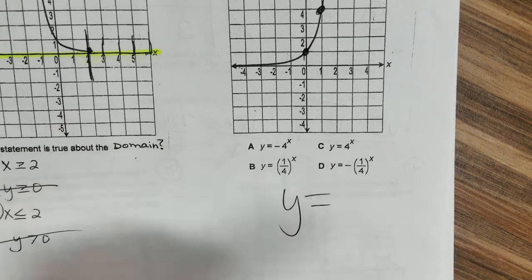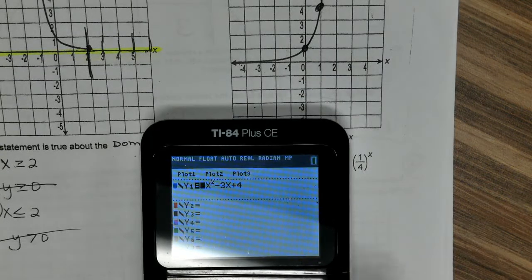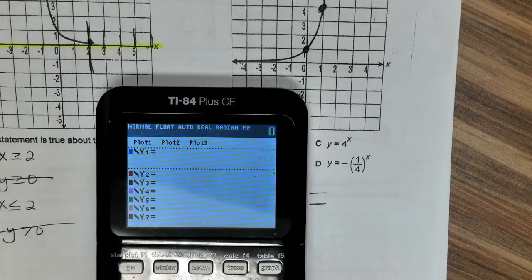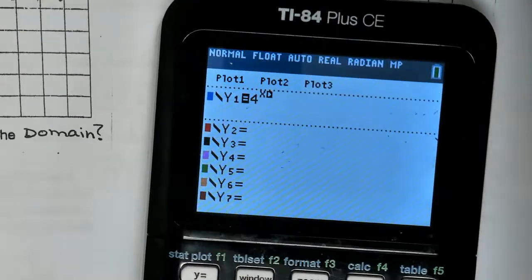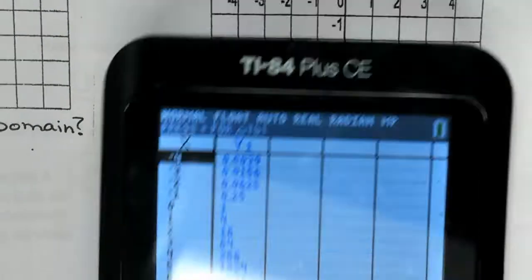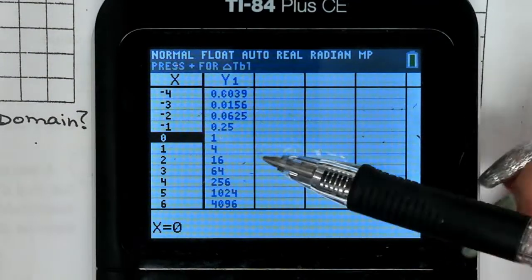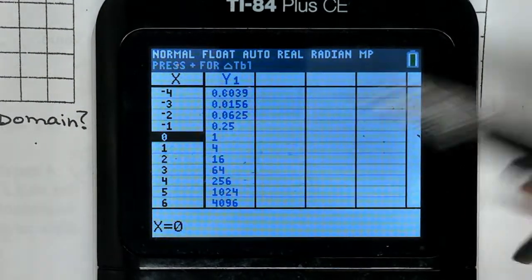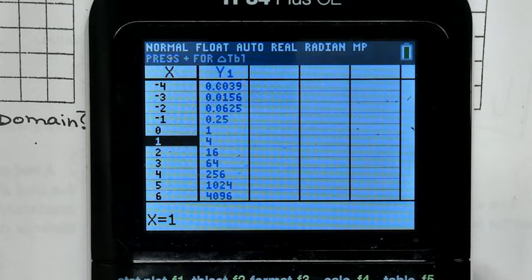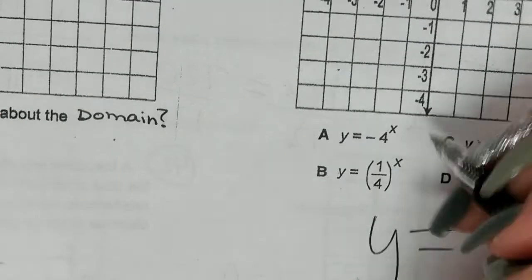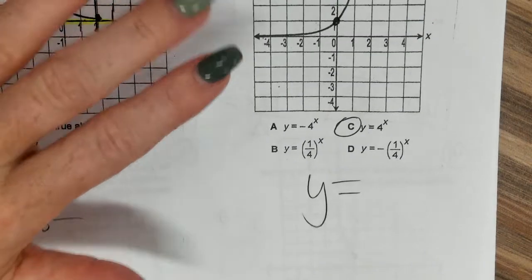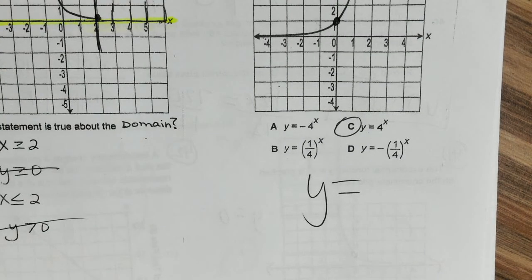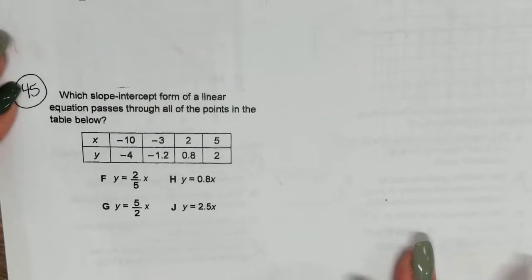The answer is C, and I'm going to show you why. I go to y equals. I type in 4 to the x power. Do y'all see that? I go to my table, and I say, is there a point at 0, 1? Yes. Is there a point at 1, 4? Yes. So the stat button is truly good for linear because I have not taught y'all exponential and quadratic for the stat button yet. All right, last one.